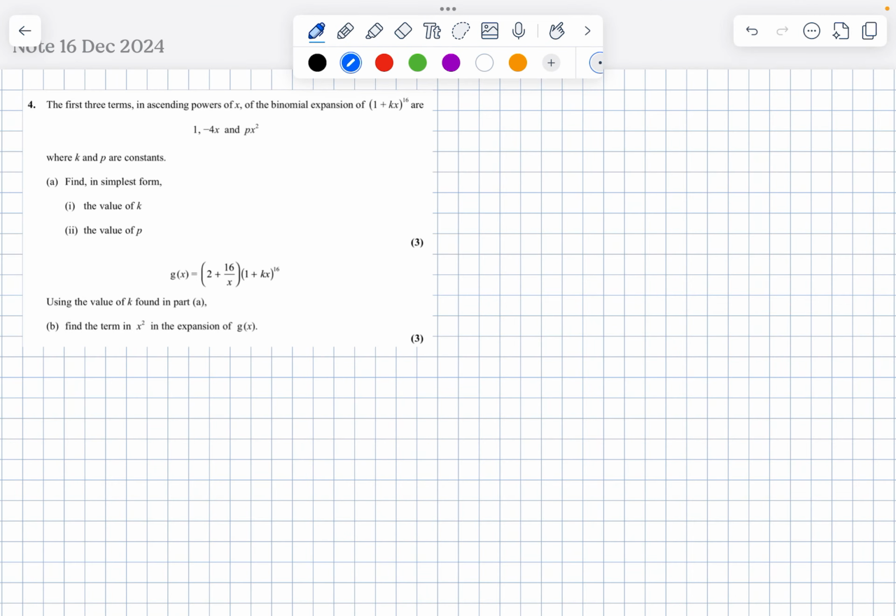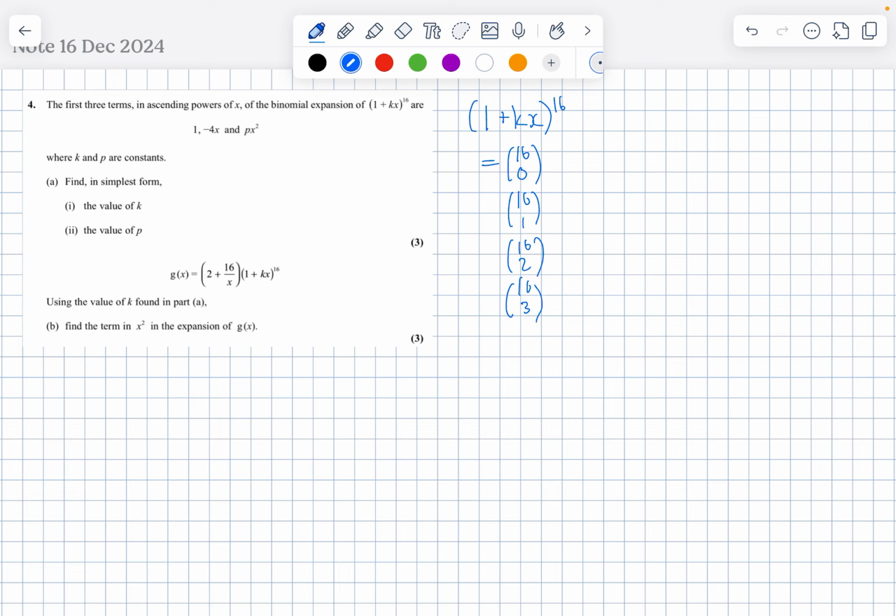Right, so here is a binomial expansion question. We're supposed to find the first three terms in ascending powers of x of the binomial expansion of (1 + kx) to the power of 16. So (1 + kx)^16. Okay, so the first term is going to be 16 choose 0. The next is 16 choose 1, 16 choose 2, and then 16 choose 3.